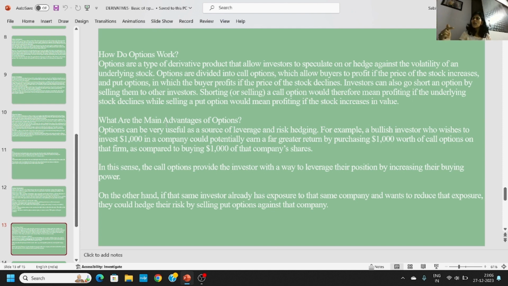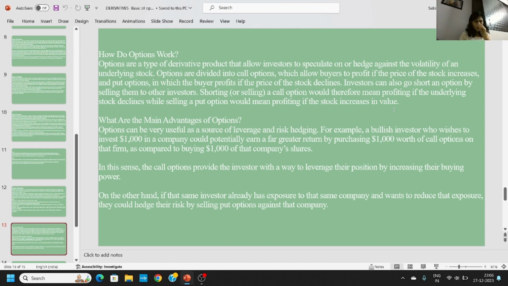Investors can also go short on options by selling them to other investors. Shorting or selling a call option would therefore mean profitability if the underlying stock declines, while selling a put option would mean profitability if the stock increases in value.